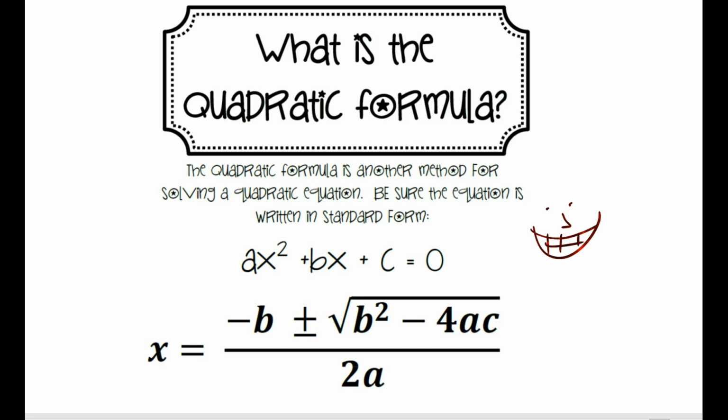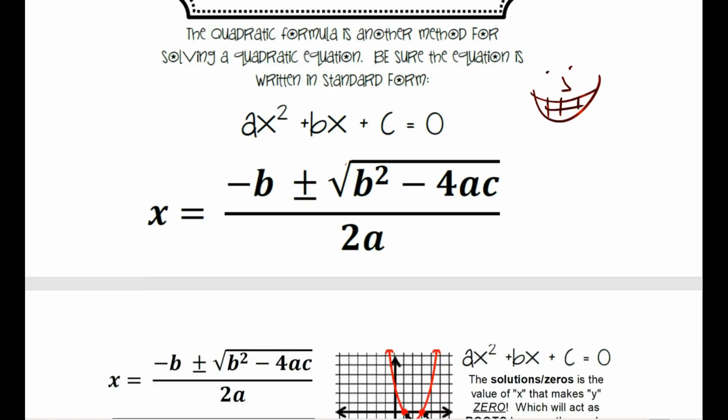Negative b plus or minus square root of b squared minus 4ac, all over 2a. Negative b plus or minus square root of b squared minus 4ac, all over 2a. And let me stop. All right, anyway, y'all get the point.